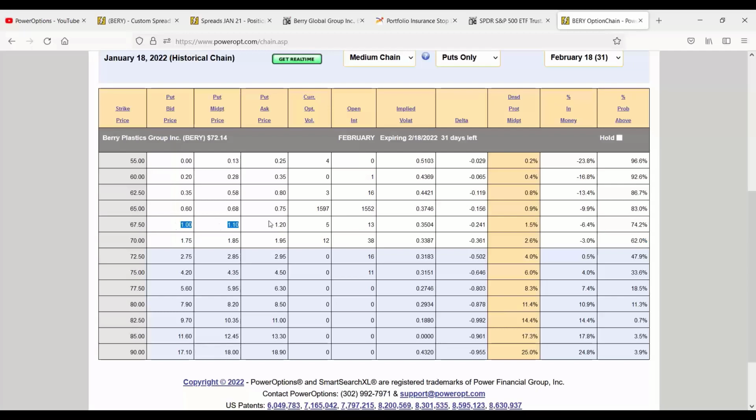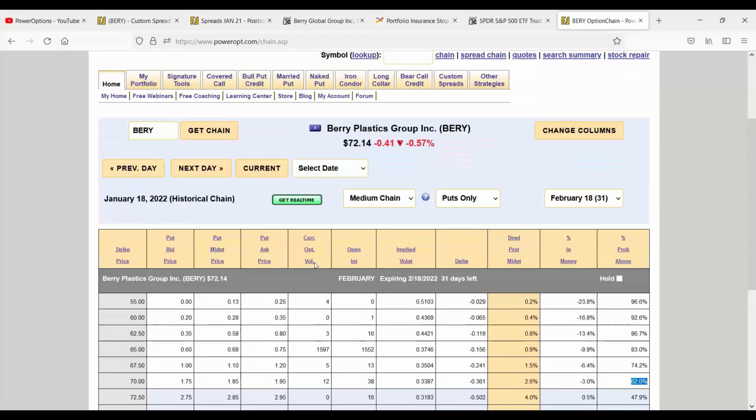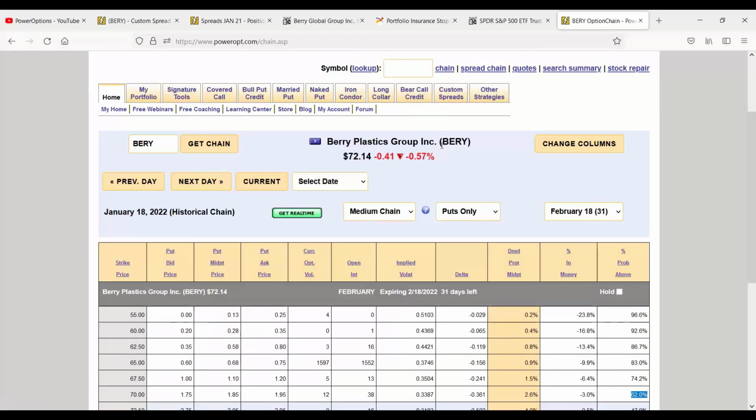But here we see the 67.50 at 110. So we could sell to open the 70 at 185, buy to open the 67.50 for 110. Going to give us about a 75-cent net credit, nice round number on a 2.5-point spread. It's going to be a very high return position. But again, it doesn't have the probability we would normally look for. We'd usually like to be further out of the money. This is just for an example on the position.